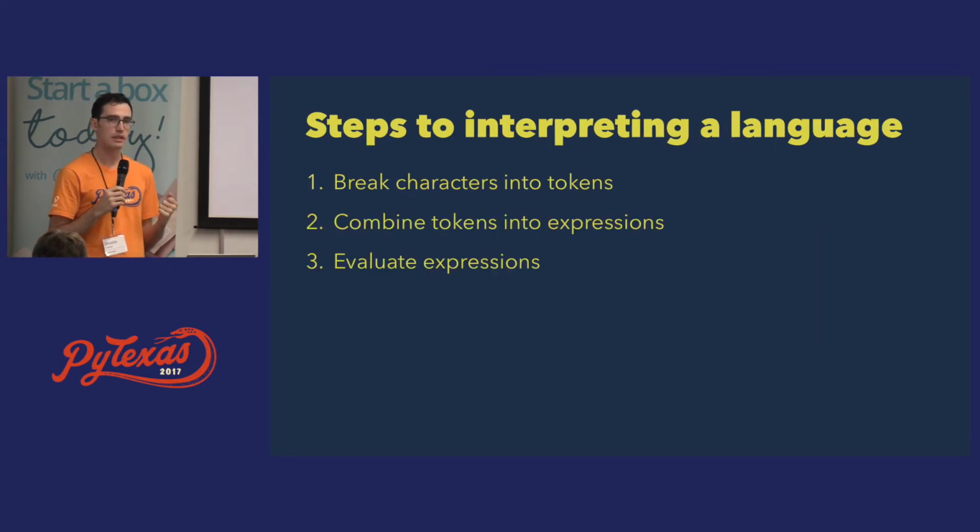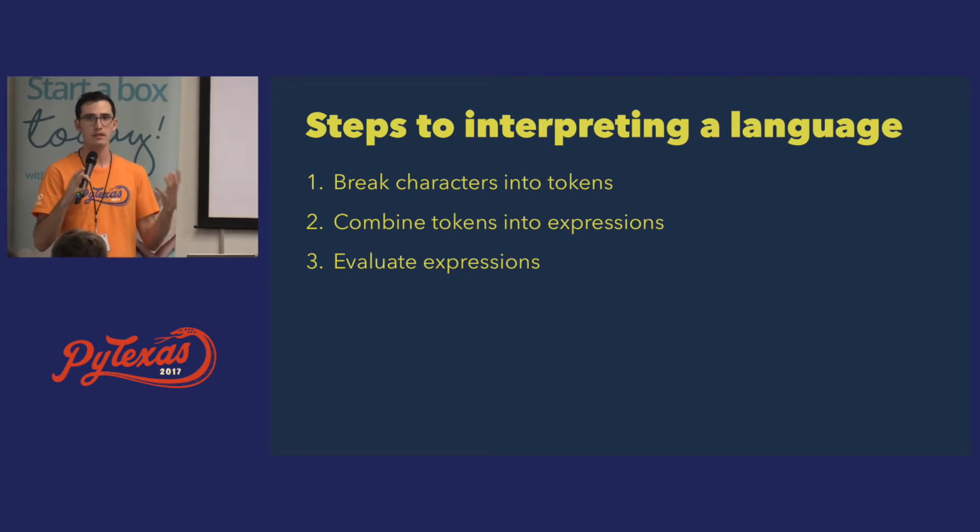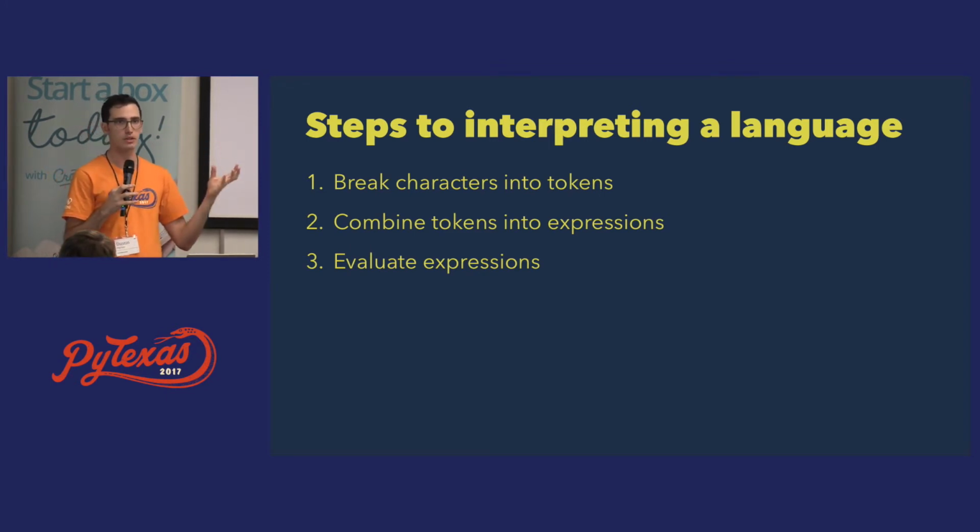So these are the steps to interpreting a language, right? We're going to break the characters into individual tokens, like words. We're going to combine those tokens into expressions, which make up individual thoughts or images. And then we're going to evaluate that whole expression, that whole sentence, and it's going to give us the end result. It's going to give us that mental picture or whatever I'm trying to convey to you.